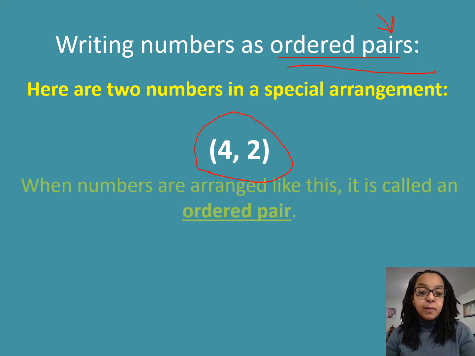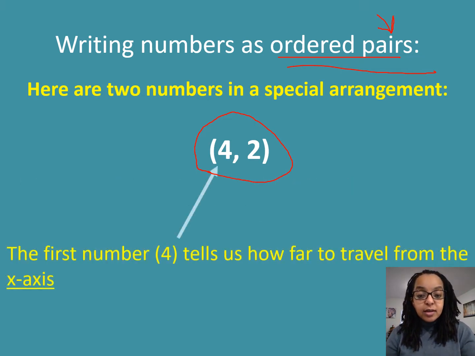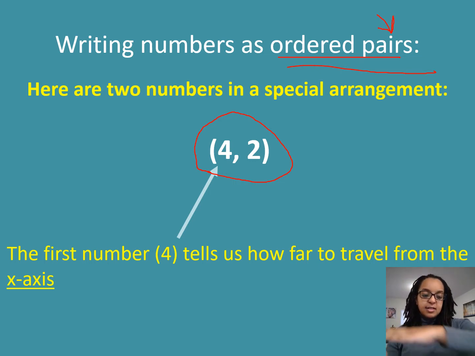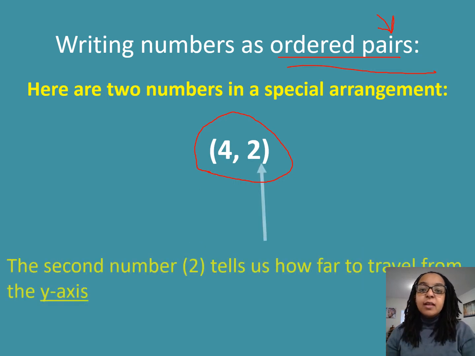What do these numbers mean? Well, the number 4, the first number, tells us how far to travel on the x-axis. Remember, the x-axis is the horizontal line that looks like this. So the first number 4, really the first number in any ordered pair, tells you how far to travel on the x-axis starting from the origin. Now the second number, the 2, is always going to be the number that tells you about your y-axis. Remember, the y-axis is the line that goes vertically like this. And so that second number, the 2, will tell you how far to travel on the y-axis.